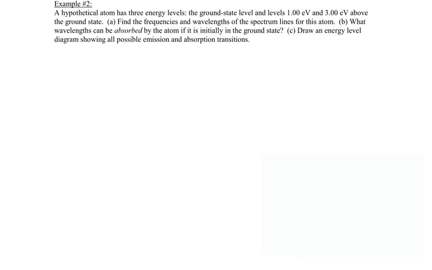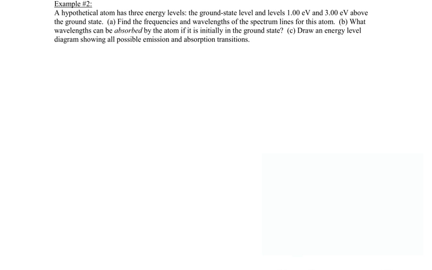Welcome to example number 2. We have a hypothetical atom that has 3 energy levels: the ground state and levels 1 and 3 electron volts above the ground state. And we're asked to find the frequencies and wavelengths of the spectral lines of this atom. What are the wavelengths that are absorbed by the atom when it's initially in the ground state? And then we're asked to draw an energy level diagram showing all these possible transitions of emissions and absorption.